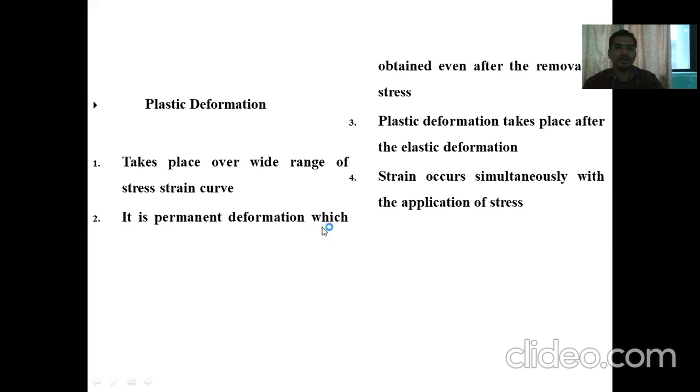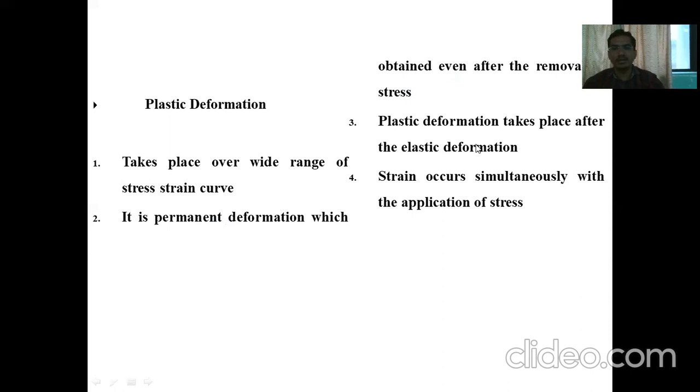Second point, it is a permanent deformation which is obtained even after the removal of the stress. It means whenever we apply the load, the material gets deformed, and when we release the load, the material does not regain its original shape and size. That's why it is called a permanent deformation.